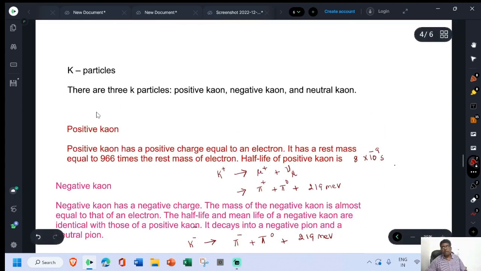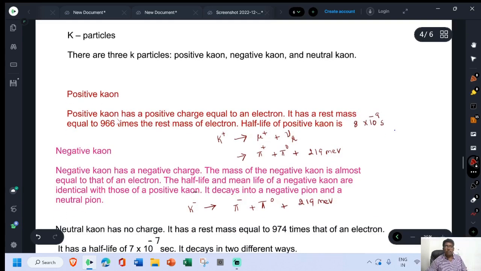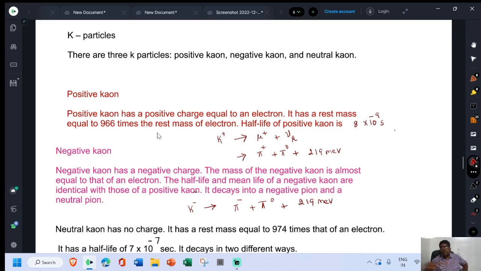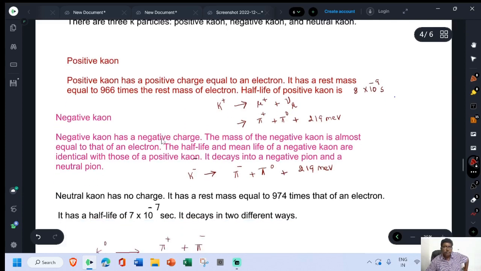Then K particles. There are 3 K particles: positive kaon, negative kaon and neutral kaon. K plus, K minus and K0. Positive kaon has a positive charge equal to an electron. It has a rest mass equal to 966 times the rest mass of electron. Half-life is 8 × 10^-9 second. This is the decay process. In 2 different modes, it is subjected for decay.